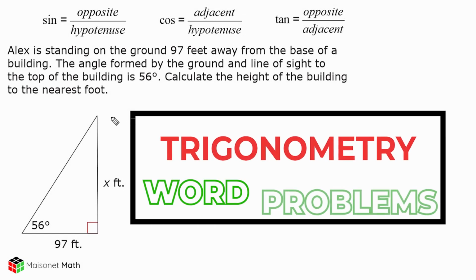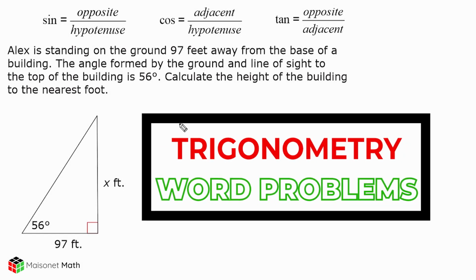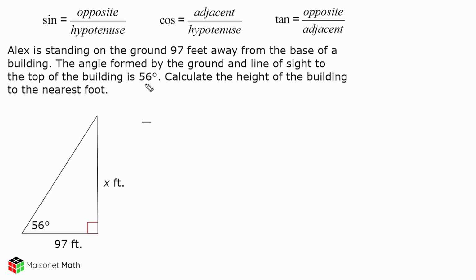All right, so this problem reads that Alex is standing on the ground 97 feet away from the base of a building. The angle formed by the ground and the line of sight to the top of the building is 56 degrees. And we have to calculate the height of the building to the nearest foot.